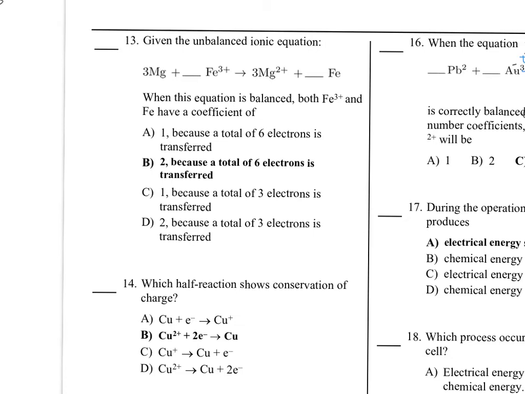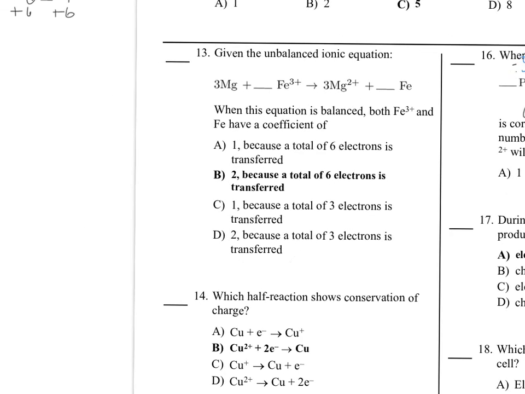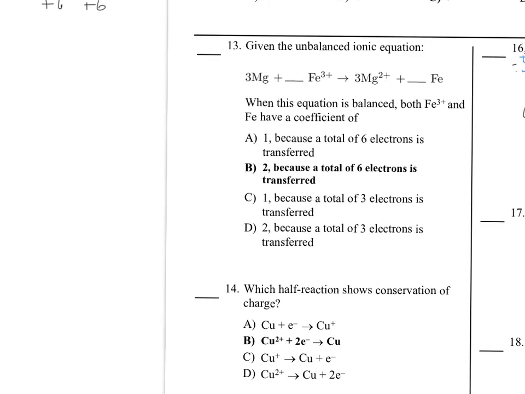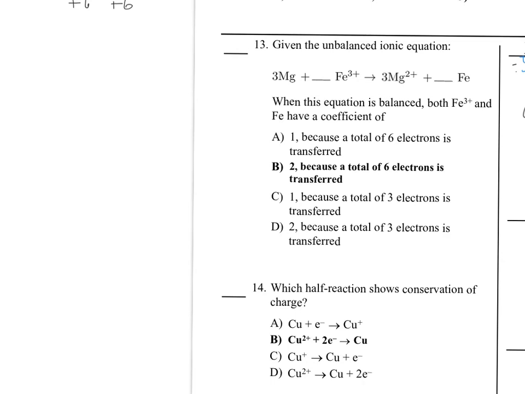All right, let's take a look at 13. When this equation is balanced, both Fe3 plus and Fe have a coefficient of what? So what we have to do here is balance this guy. We've got to make sure that we have our charges set. There's a couple of different ways you can do this, but because I want practice for you guys writing the half reactions, I think that's the easiest way to do this.